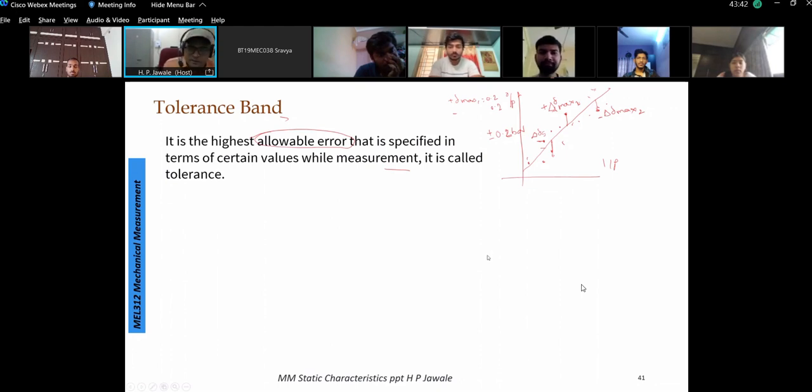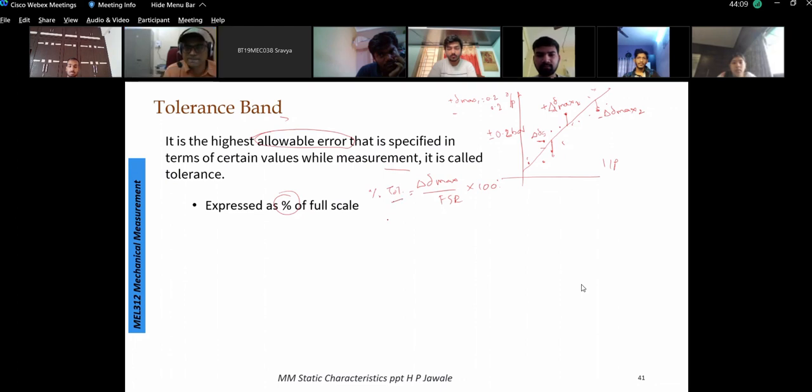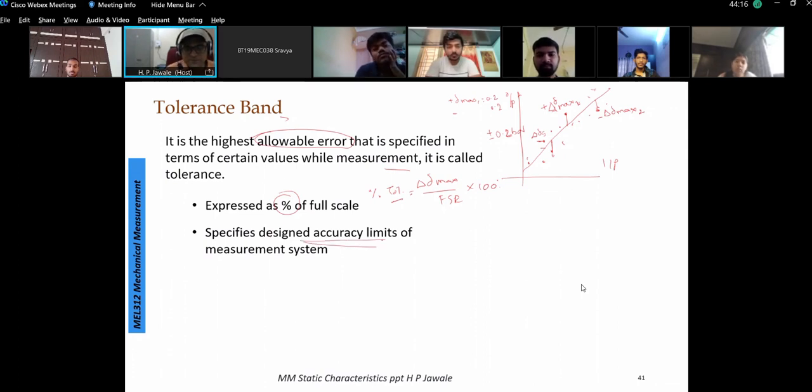The highest allowable error that is specified in terms of a certain value during the process of measurement is called a tolerance. And now we are going to express that in terms of percentage of the full scale. So I am going to find this as del max over the FSR, and then I am going to express this in terms of percentage. So it is nothing but a percentage tolerance. Right? Then it specifies designed accuracy limits.